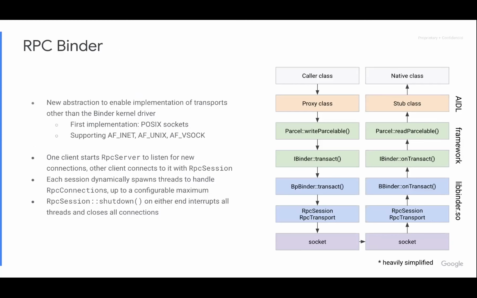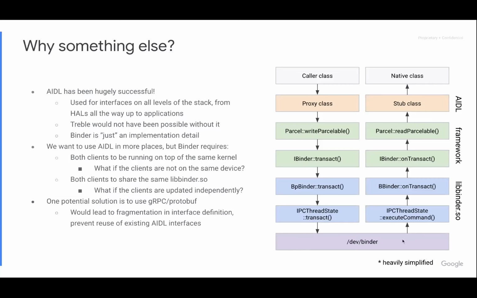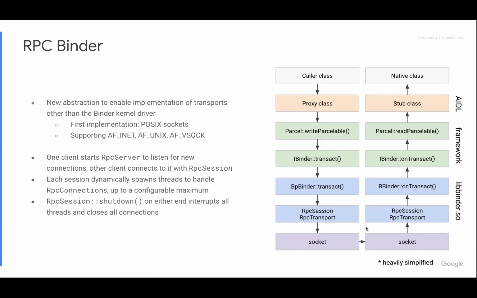So this is where RPC Binder comes in. It's a new abstraction to enable implementation of transports other than the kernel driver dev binder. If you look at this diagram on the right, at the bottom, we have this IPC thread state class talking to dev binder. In RPC Binder, this is redefined as RPC session talking over RPC transport. And we can have different transports implemented for different kinds of communication mechanisms.